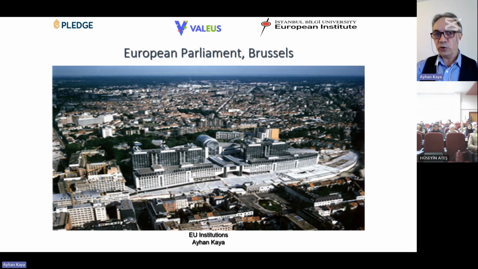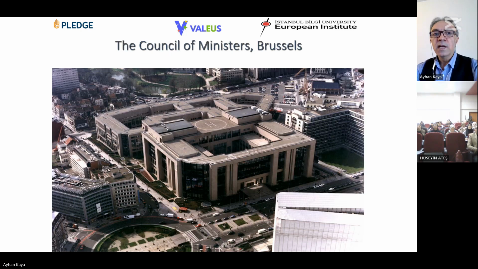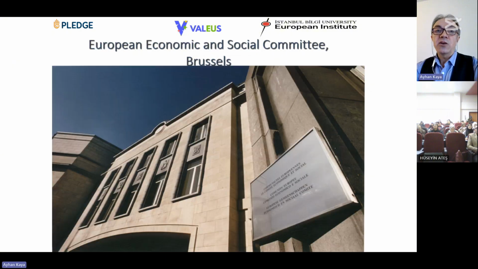European Parliament is also in Brussels, but there is another European Parliament in Strasbourg, so France and Belgium. The Parliament summons in different parts of the year into the different buildings here in Strasbourg and in Brussels. The Council of Ministers is located in Brussels. Court of Auditors is located in Luxembourg. European Economic and Social Committee is located in Brussels again.